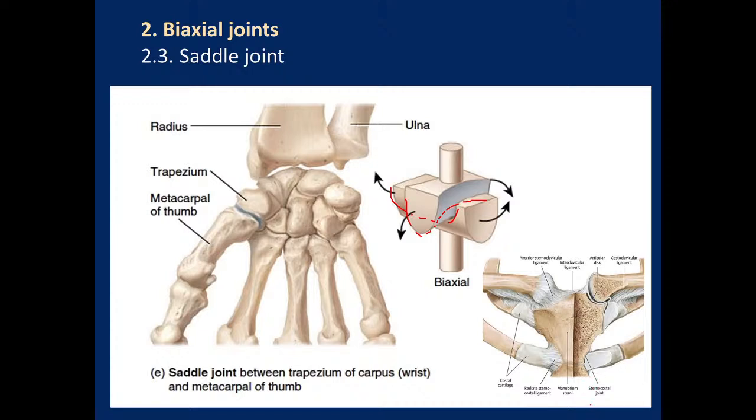An example of saddle joints is the carpometacarpal joint between the trapezium of the carpus and the first metacarpal bone in the thumb.